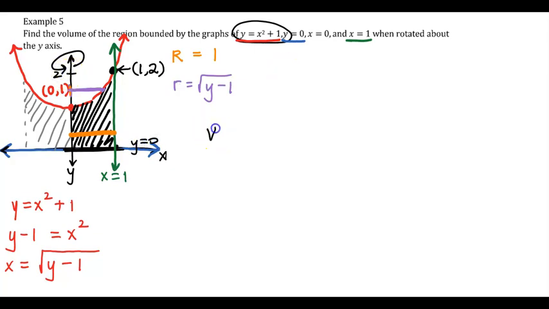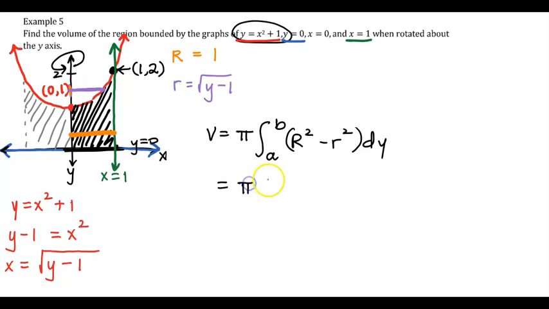So our volume is pi multiplied by the integral from a to b of capital R squared minus little r squared, integrating with respect to y. We always integrate with respect to y when we are working with the disk or washer method and a vertical axis of revolution.